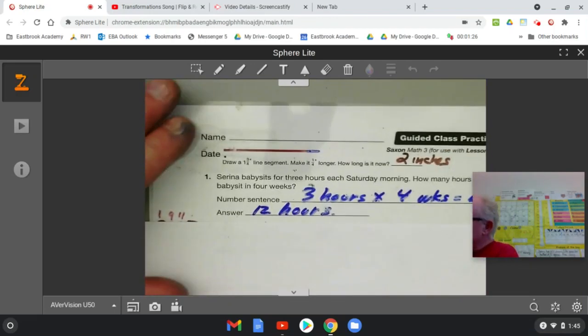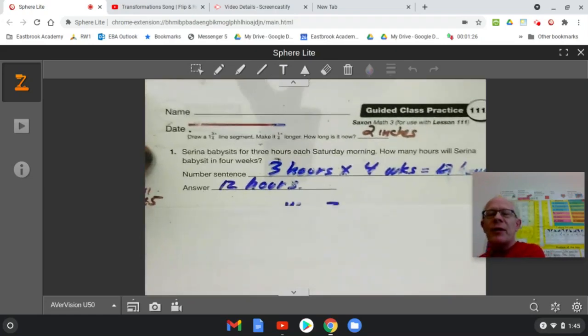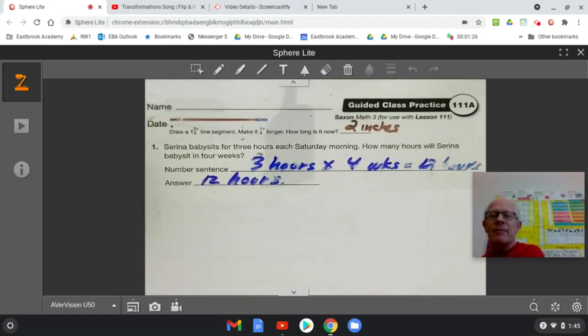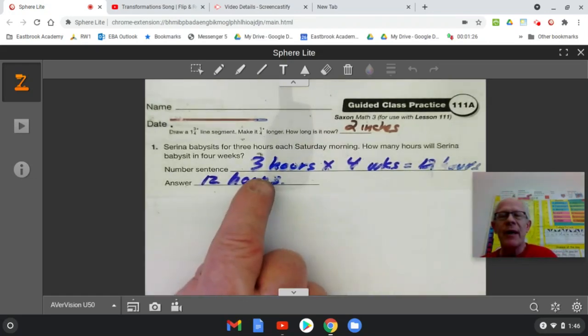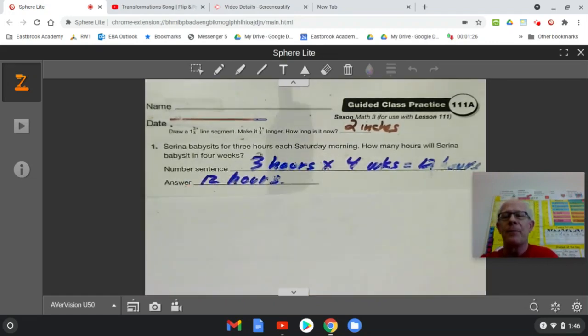Next one. Now, usually these homework sheets, I just go through them quickly because I know that for you to sit in front of a computer is really not fun sometimes, and for me to just be talking to myself is not fun either. This says Serena babysits for 3 hours each Saturday morning. How many hours will Serena babysit in 4 weeks? Well, we go like this. 3 hours times 4 weeks. 3 times 4 would be 12. 12 hours. Now, anywhere along the line you want to pause the video to write down things, if I'm moving too fast, you just go ahead.